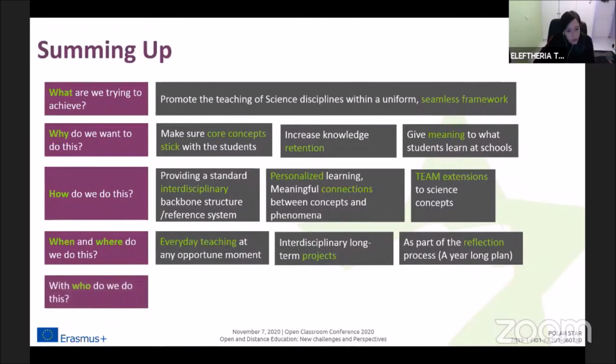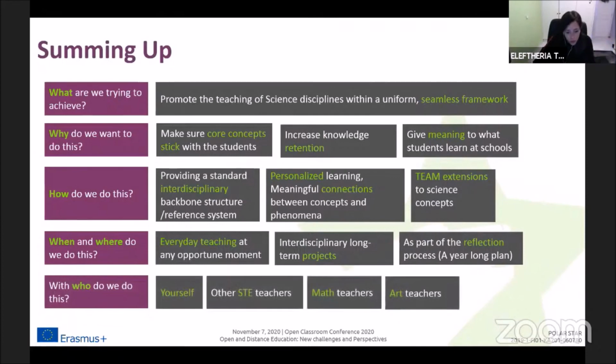With whom can you do this? You can do it on your own, in your own class, just by yourself. You can do it by collaborating with other STEAM teachers. And obviously, the best way is to do it collaboratively with your students, because if you really think about it, how can we be talking about interdisciplinary learning if the teachers that teach separate science disciplines don't start collaborating to begin with? So teacher collaboration is at the very heart of anything that you would want to do with interdisciplinary learning.